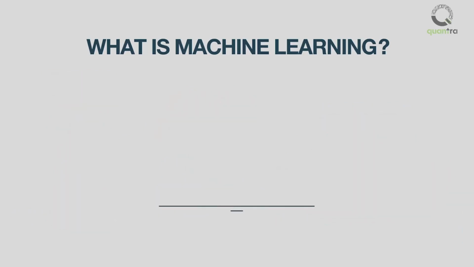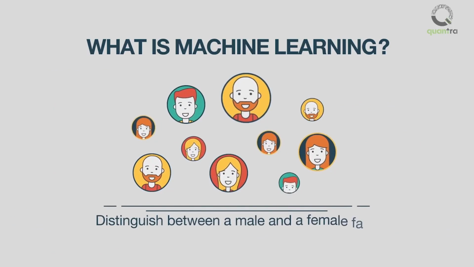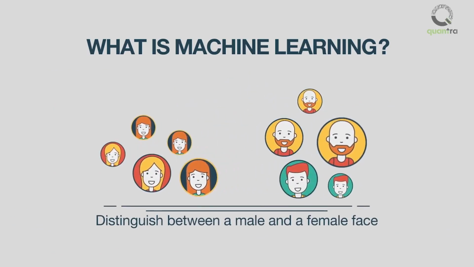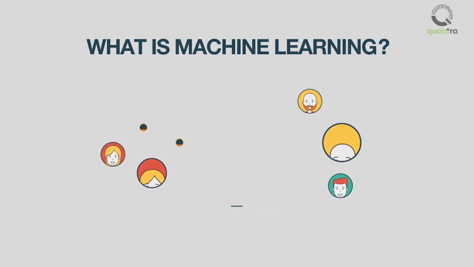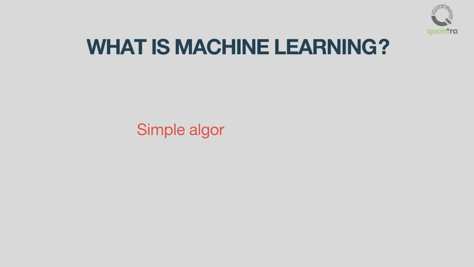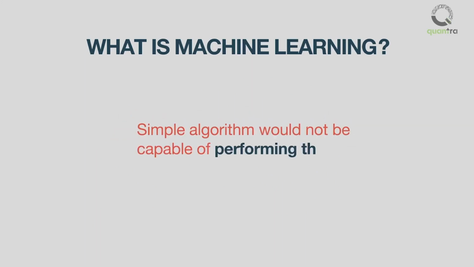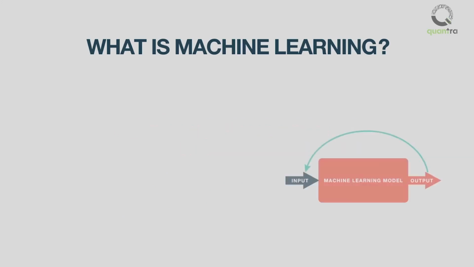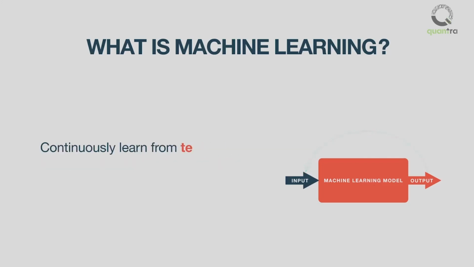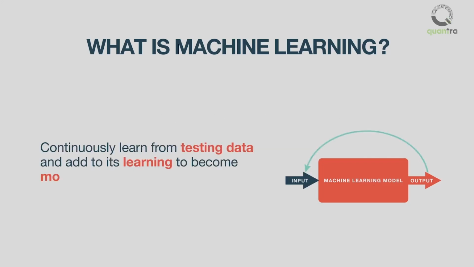For example, say an algorithm is supposed to correctly distinguish between a male and a female face from ID card photos. A machine learning algorithm would be trained on training data to learn to recognize any face. Where a simple algorithm would not be capable of performing this task, an ML algo would not only be able to categorize the photos as trained, it would continuously learn from testing data, and add to its learning to become more accurate in its predictions.